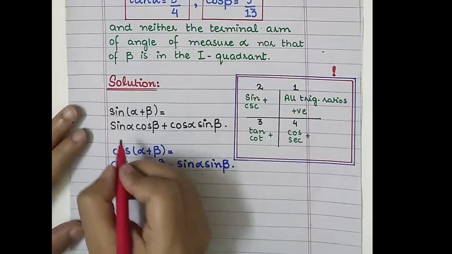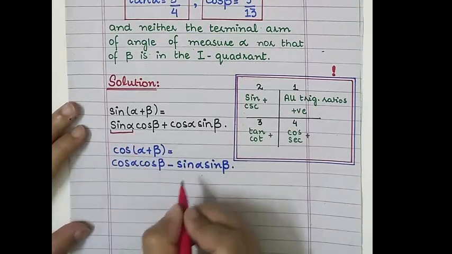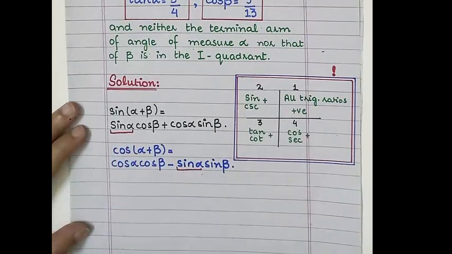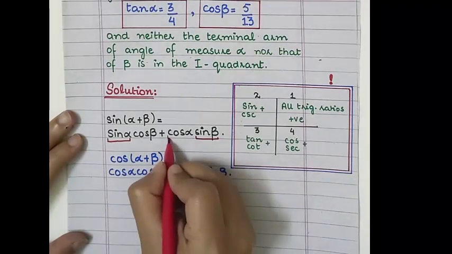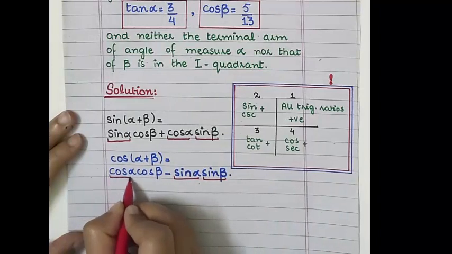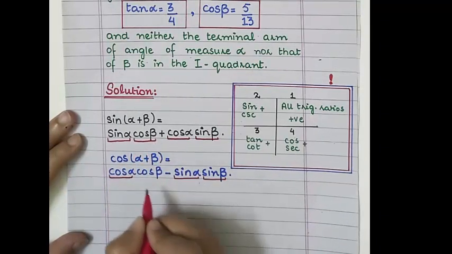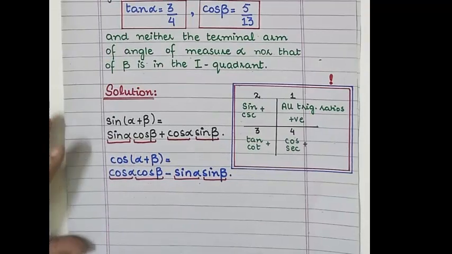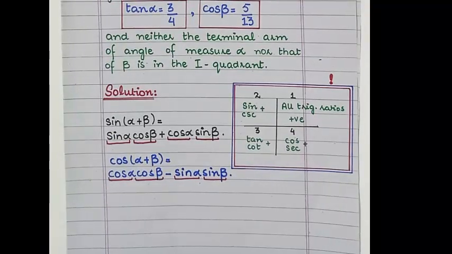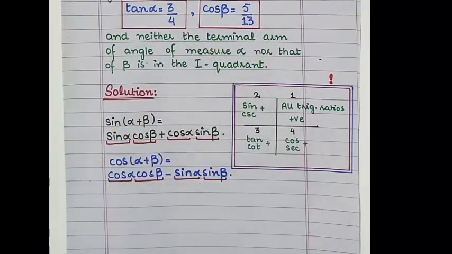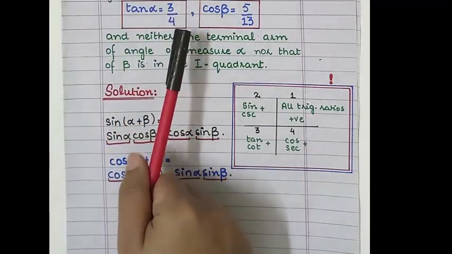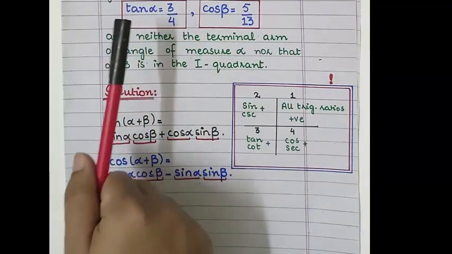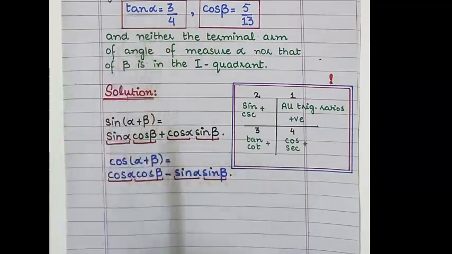The first one is sin alpha, the second one is sin beta, the third one is cos alpha, and the fourth one is cos beta. So we will find these four values with the help of these two given values. First we will take tan alpha, which is equal to 3 over 4, and from here we will find the value of sin alpha and cos alpha. So let's see how we will do it.